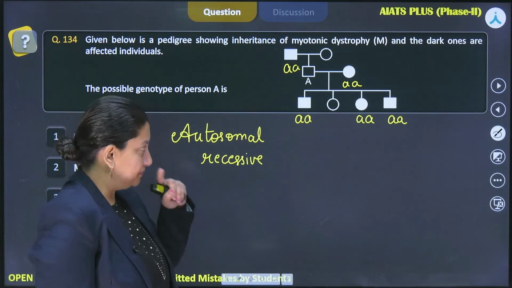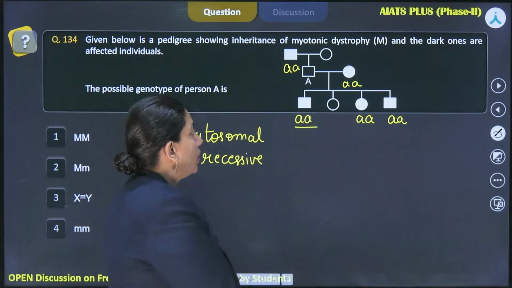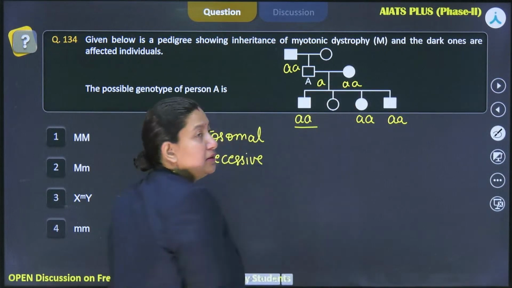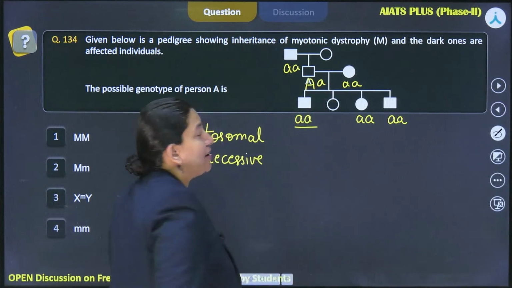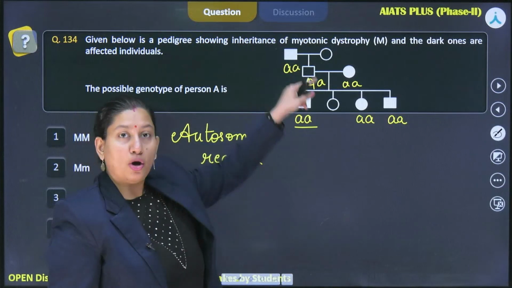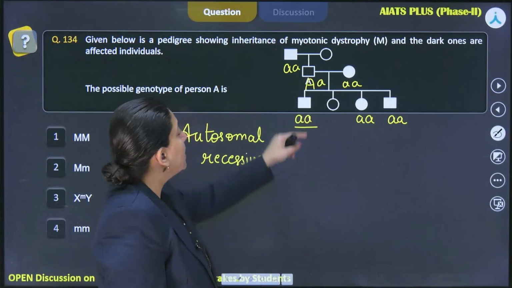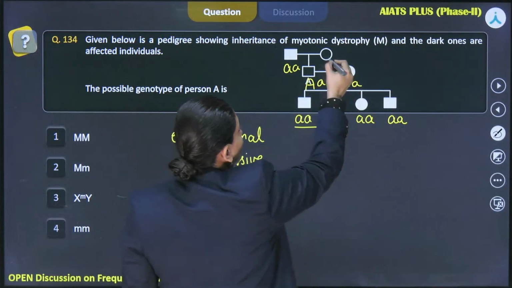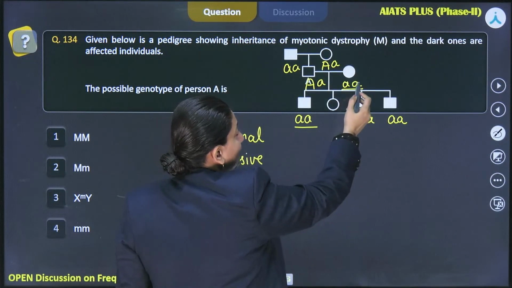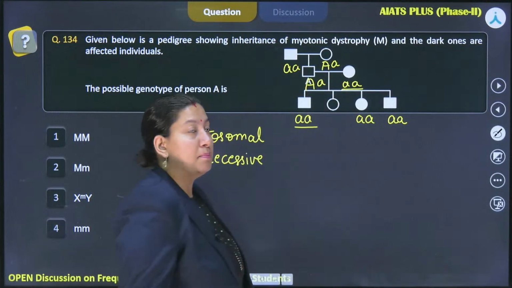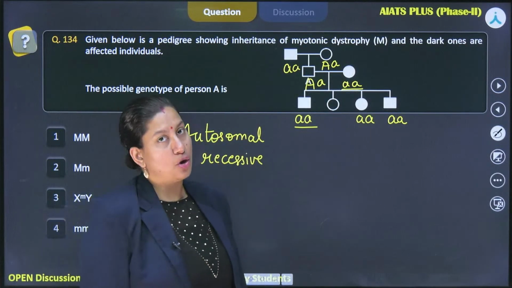Now, on similar grounds, as this particular individual has two small a alleles, one will be from the mother and another from the father, right? And as the father is normal, the other allele he must have is capital A. Because of this dominant allele, the small a allele which can cause the disease is suppressed. Similarly, over here, this parent will also be heterozygous, because this individual must have received one small a from the father and one from the mother, right? As the mother is normal, she'll have another allele that is the dominant one.